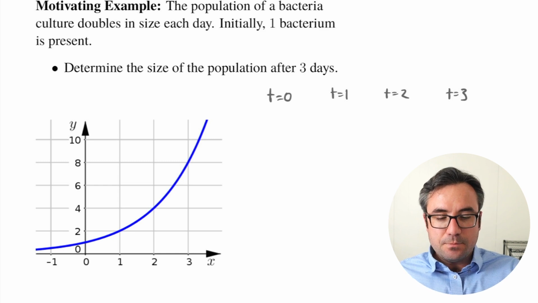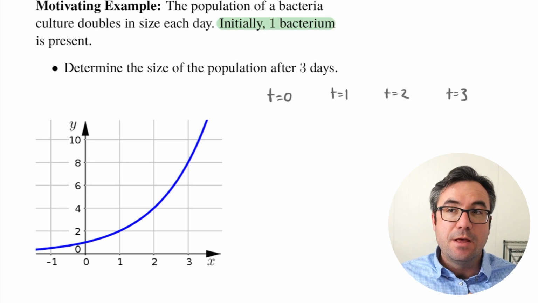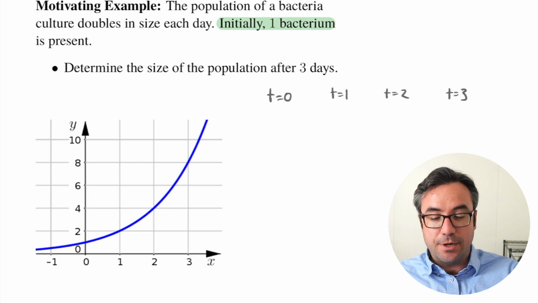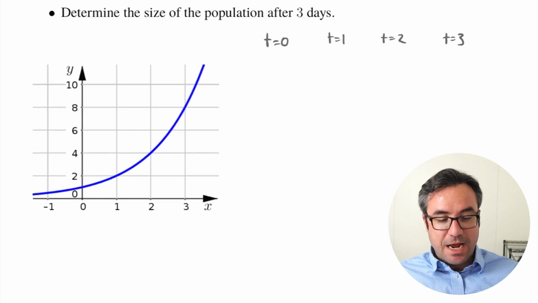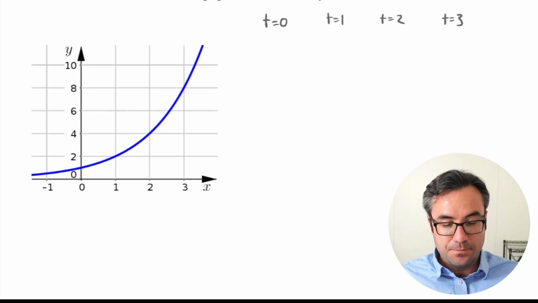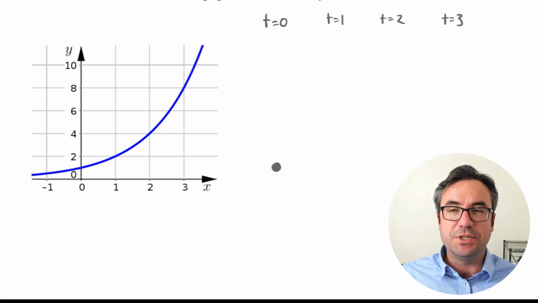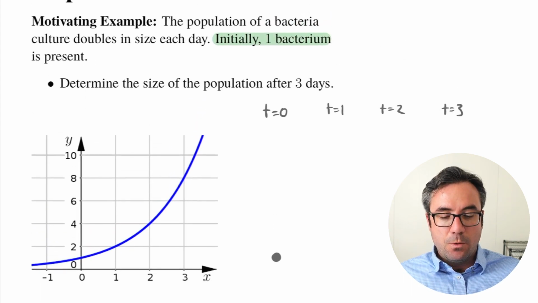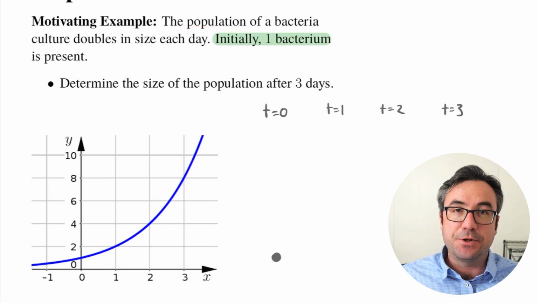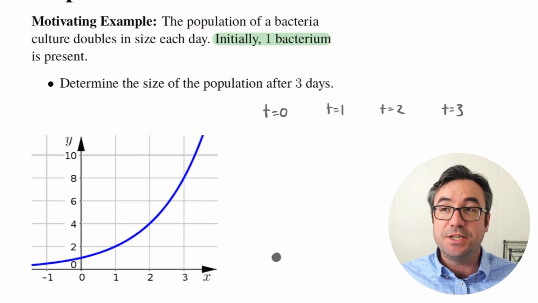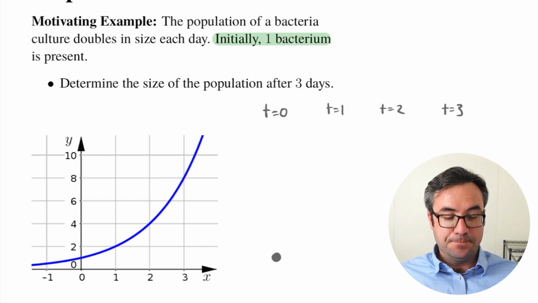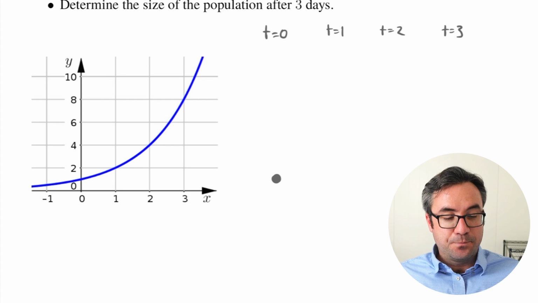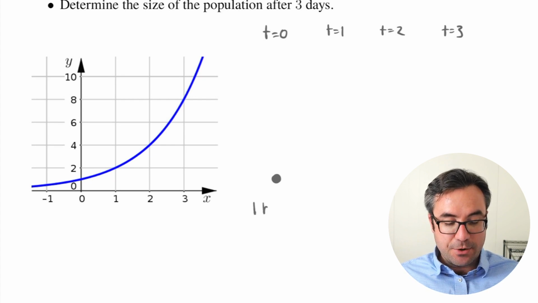All right, so we have right here our initial condition that tells us we're going to start with one bacterium. So when we do this, let's draw it out. Let's say, here we go. On day 0, when we start looking at this thing, we have one bacterium. All right, so where do we go from there? Well, the population of this bacteria culture is going to double in size each day. All right, so on day 0, we're starting with one bacterium.